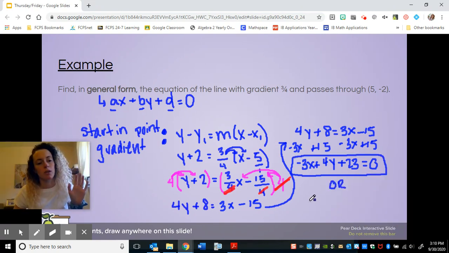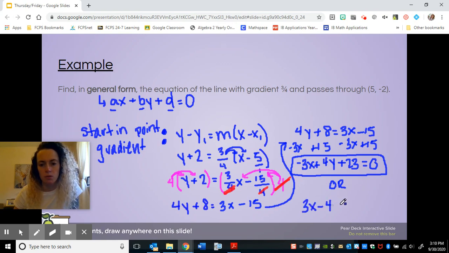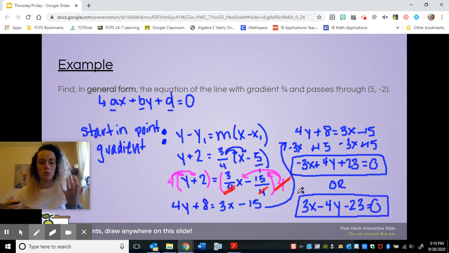If you chose to bring everything onto the other side, then you would have the same numbers, but all of your signs should be flipped. So if you chose to bring everything over to the right-hand side, your answer would look like this. And again, also correct. So either way you feel comfortable writing your answer, we're good to go.